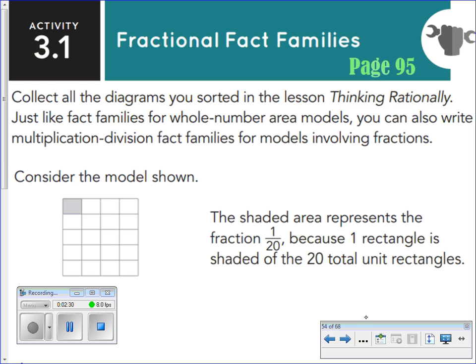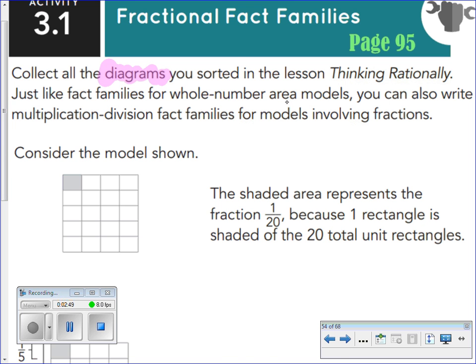Moving on to the next page, page 95. You're going to get these diagrams right here from the front counter. You threw yours away. I had you throw them away, so just go get a new bag. Make sure you put them back.